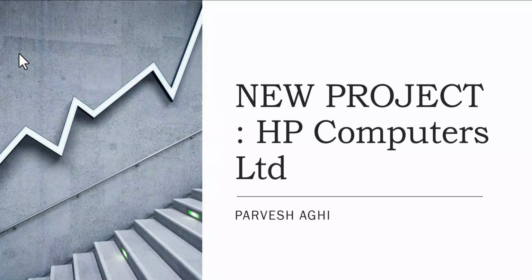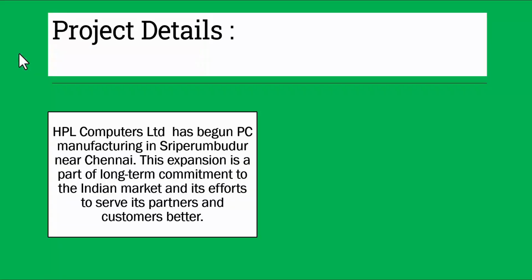So this is a new project. This I have made. Basically, I'm going to start a company, or there is already a company. This is already a company called HP Computers Limited. Okay, fine. So this company is going to start a new venture to manufacture computers, laptops, desktops, and workstations. So this is HPL Computers Limited. So you can give any name to your project. When I'll show you the template, you can give your own name. So everybody has to give their own name of the company. Has begun PC manufacturing company in Sri Perambur.